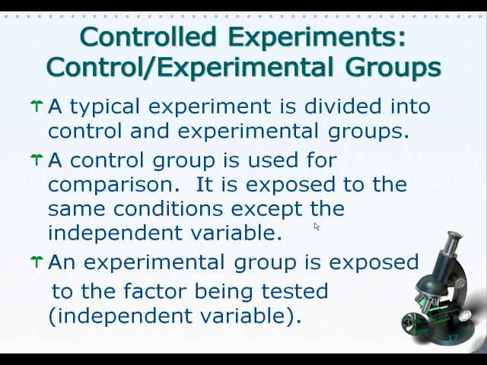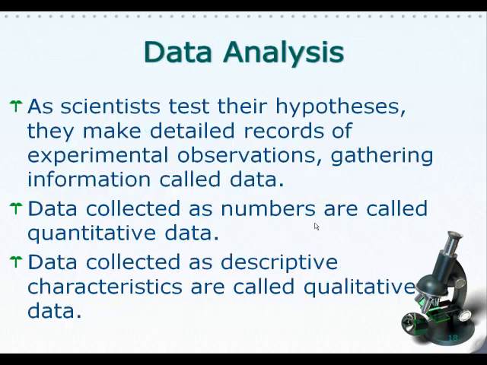A typical experiment is divided into control and experimental groups. A control group is used for comparison. It is exposed to the same conditions except the independent variable. An experimental group is exposed to the factor being tested. Again, your independent variable.